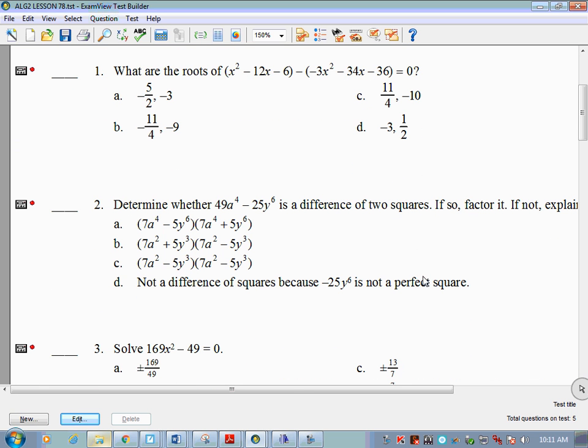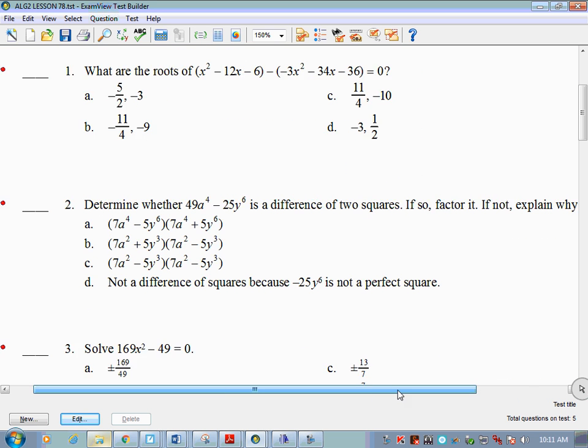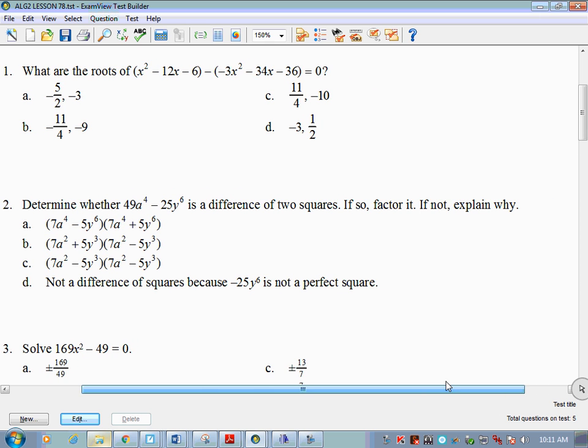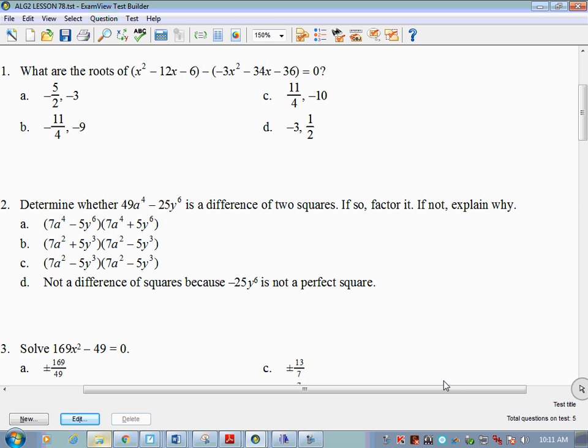Okay? This first one right off the bat is already different than what we saw in those notes. But we're going to try to just think about this. If I have x squared minus 12x minus 6 minus negative 3x squared minus 34x minus 36, forgetting those last 2 slides, what would be the first thing that you would do here? Distribute the negative. Very good.